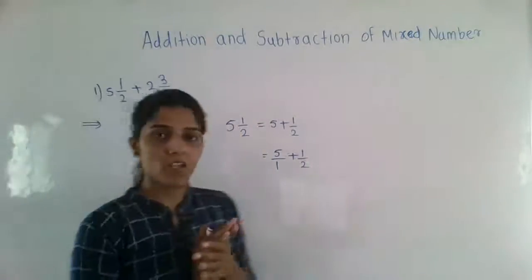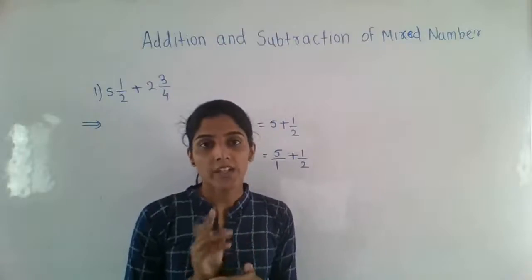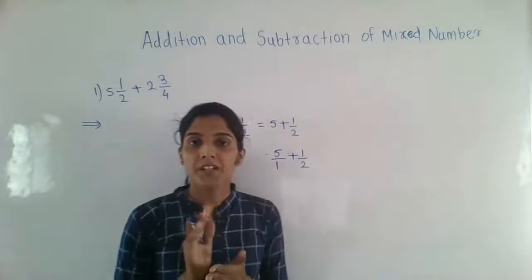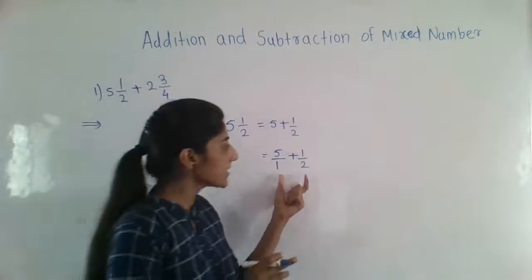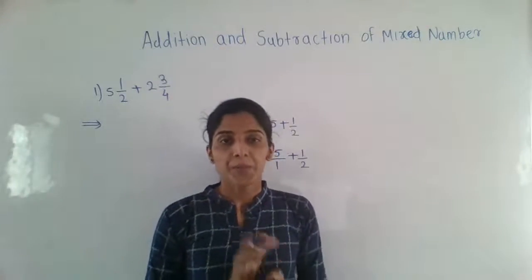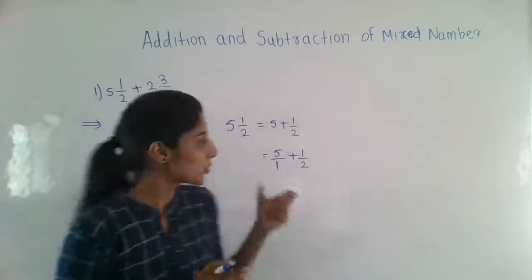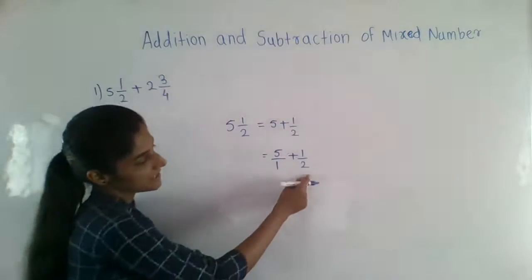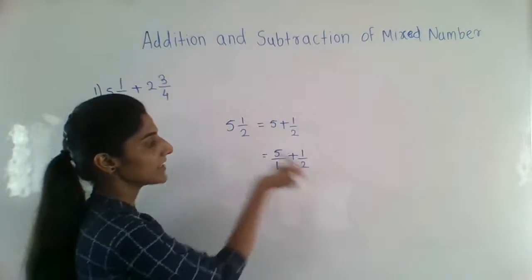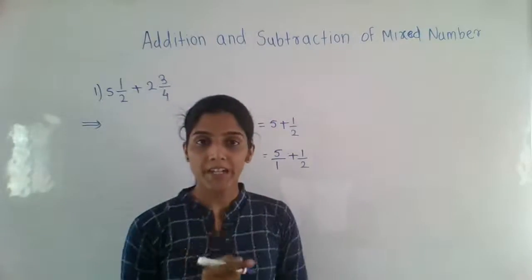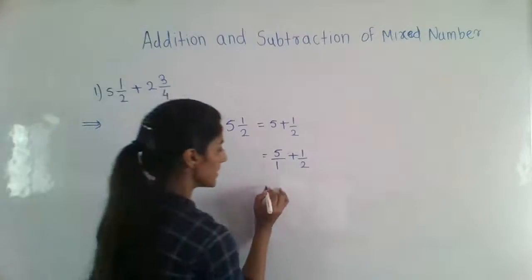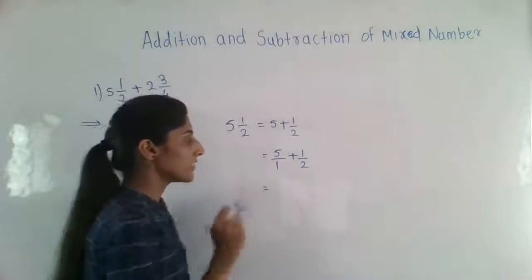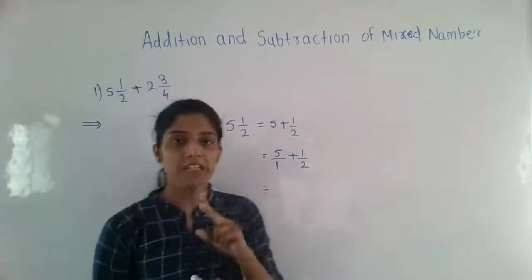To add the fractions, the denominators must be the same. What is our condition? To add the fractions, their denominators must be the same. Here the denominators are different, 1 and 2. Therefore we will make them the same. How can we make them the same? Now find the number which, multiplied by 1, gives 2.